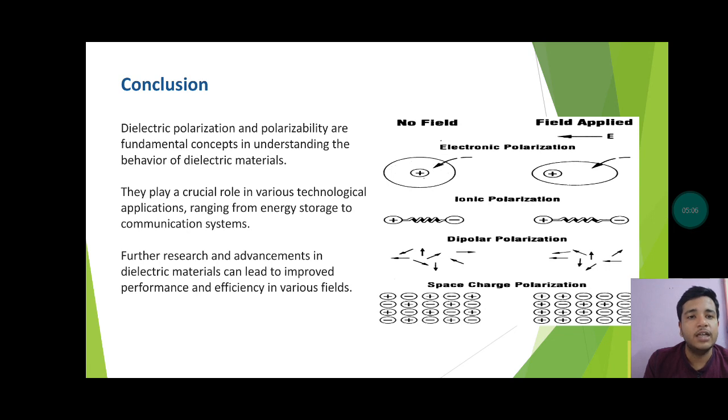Dielectric polarization and polarizability are fundamental concepts in understanding the behavior of dielectric materials. They play a crucial role in various technological applications, ranging from energy storage to communication systems. Further research and advancements in dielectric materials can lead to improved performance and efficiency in various fields.